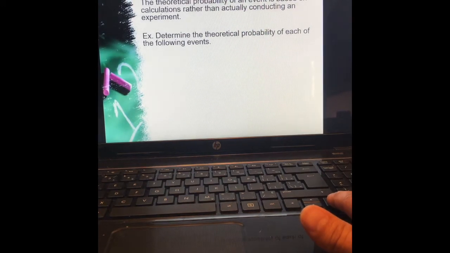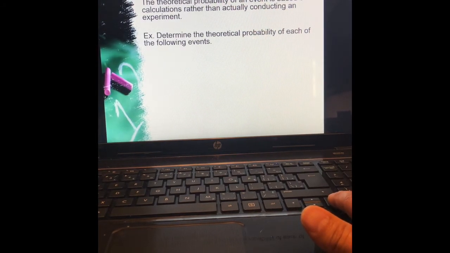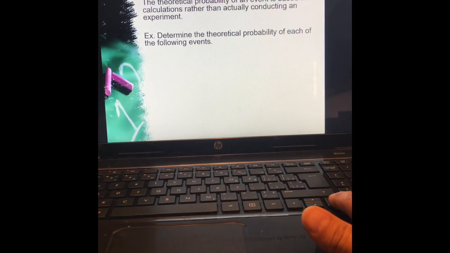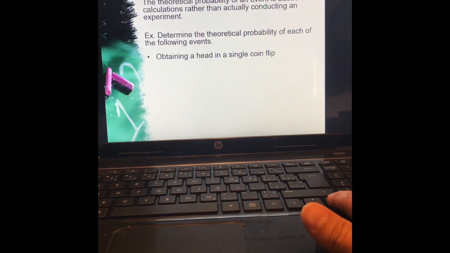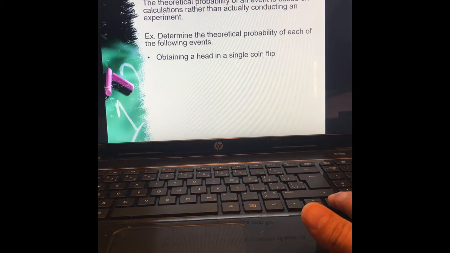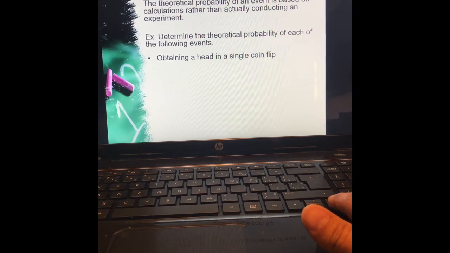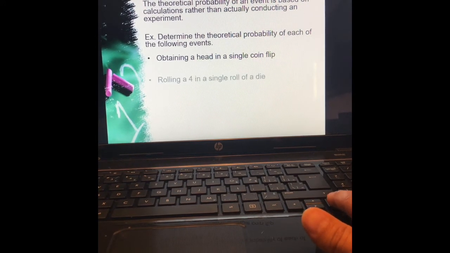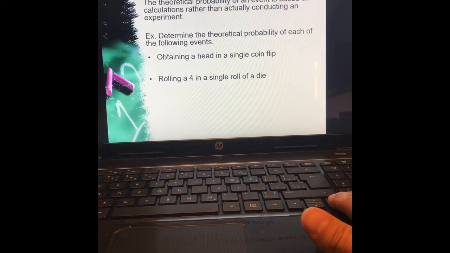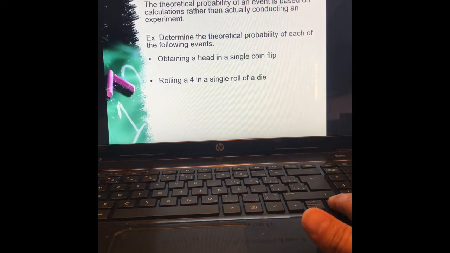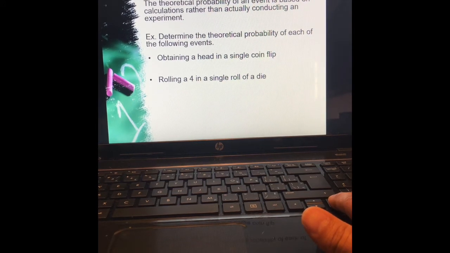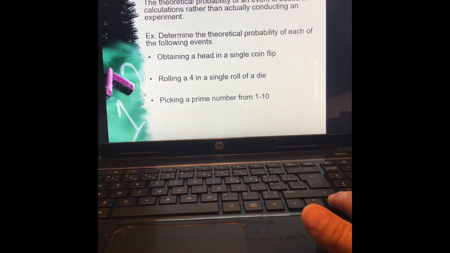And there's the experimental. Now let's get into some of the theoretical, the meat and potatoes of this unit. Theoretical probability of an event is based on calculations rather than conducting the experiment. So just determine the theoretical of the following. Obtaining a head. Well, there's only one head divided by all possible. Well, there's 2. So 1 out of 2. Rolling a 4 in a single roll of a die. There's only one 4 out of all possible. And there are 6 possibilities, so 1 out of 6.